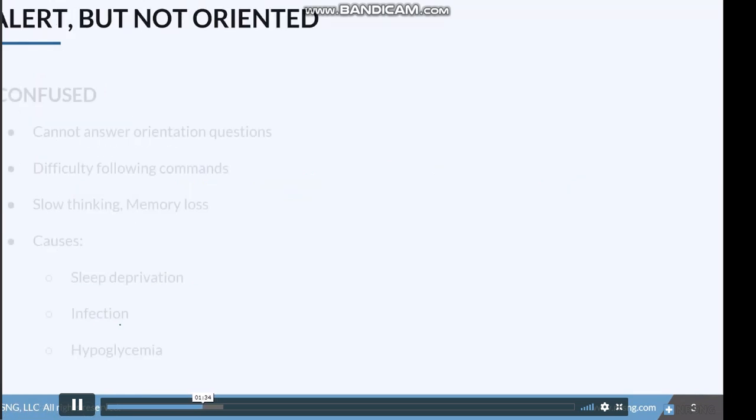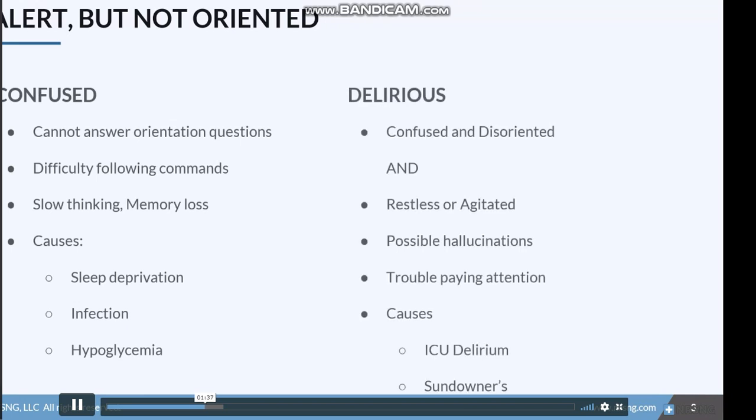Now, the next 2 levels of consciousness are patients who are alert, but they are not oriented. So people who are confused, they just can't answer all the orientation questions correctly. You might say that they're alert and oriented times 1 or 2 or even 0. They just have difficulty following commands. They're kind of slow thinking and they're having difficulty tracking what's going on, and they may even have some memory loss.